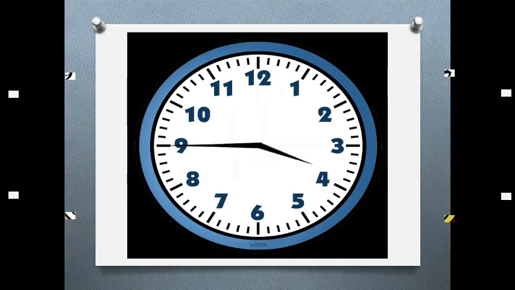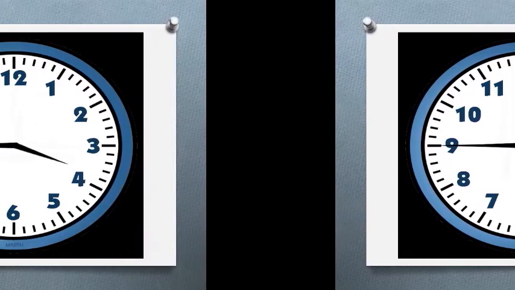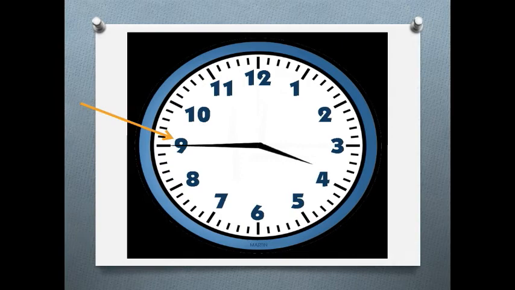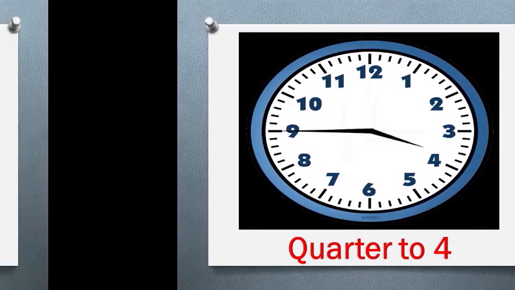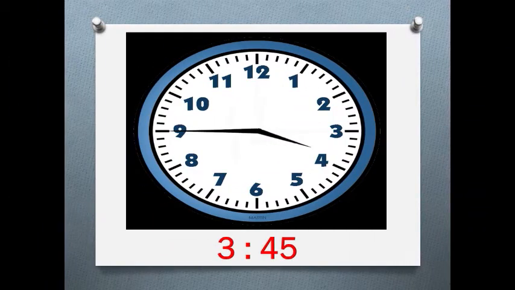Now, see here children, some other time is shown in this clock. To find that, see the minute hand. Minute hand is pointing to 9. And the hour hand is pointing just before 4. So the time is 3:45. This we can write as 3:45.